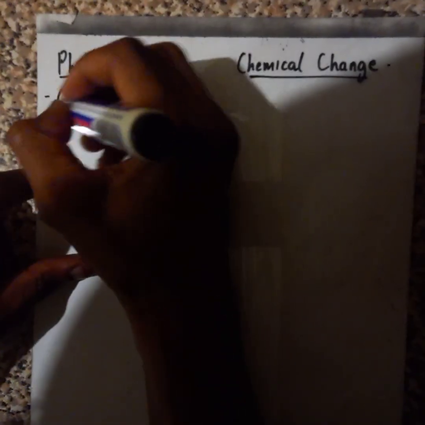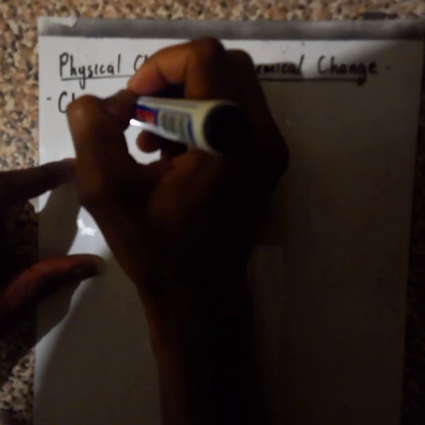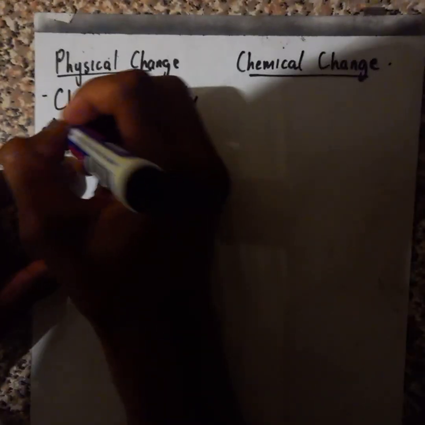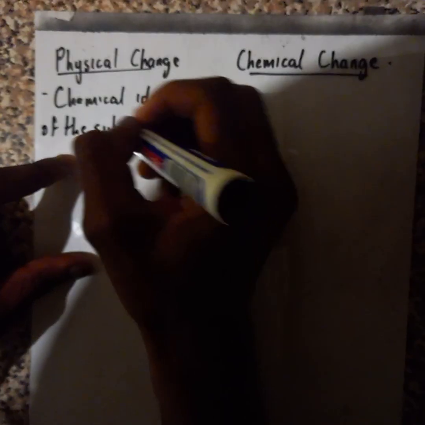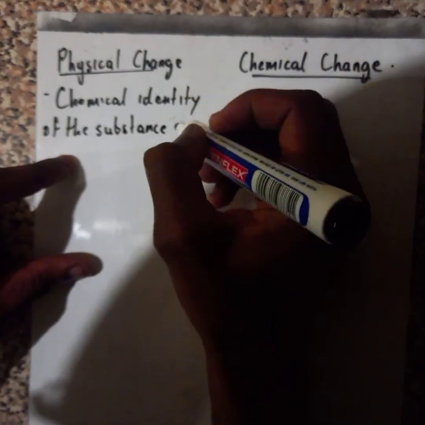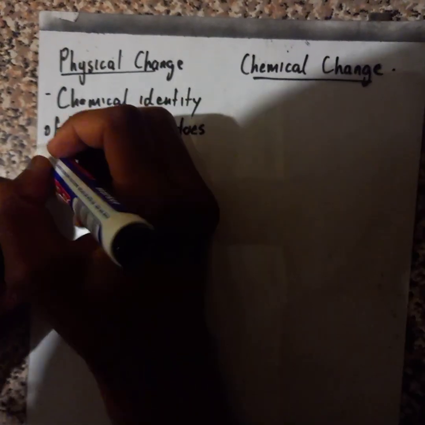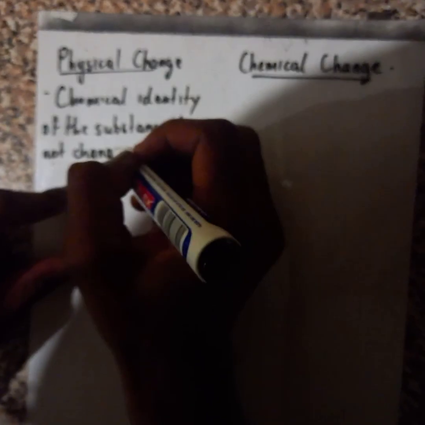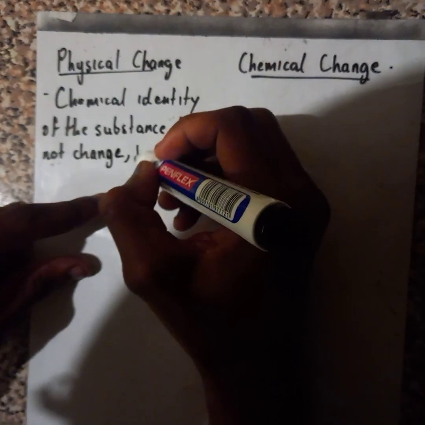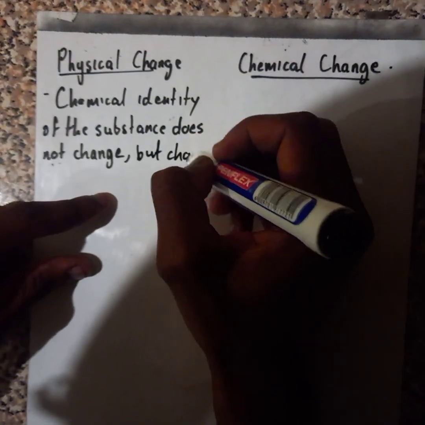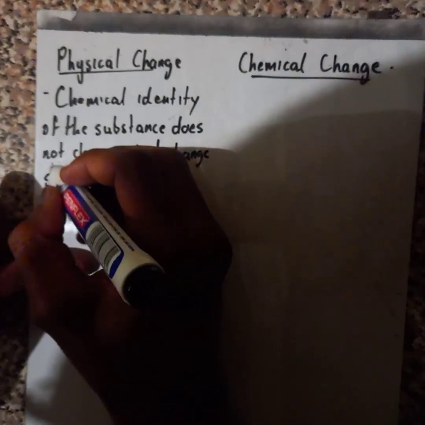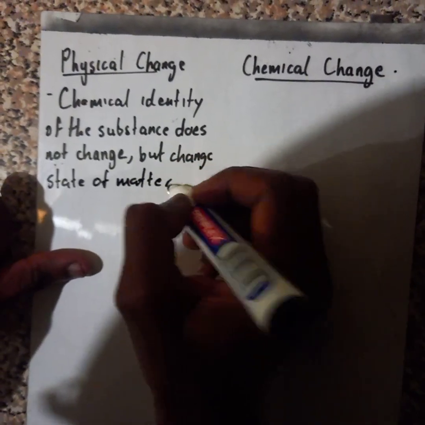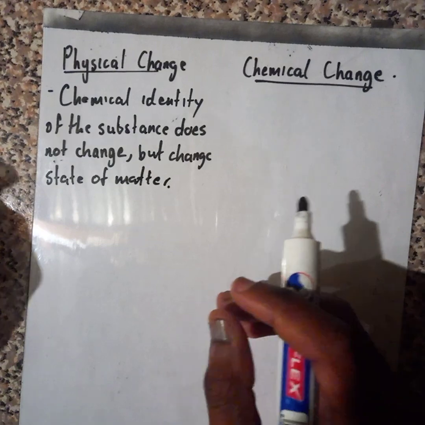It's when the chemical identity of the substance does not change, but only changes the state of matter. You'll see. I'm going to make some examples.